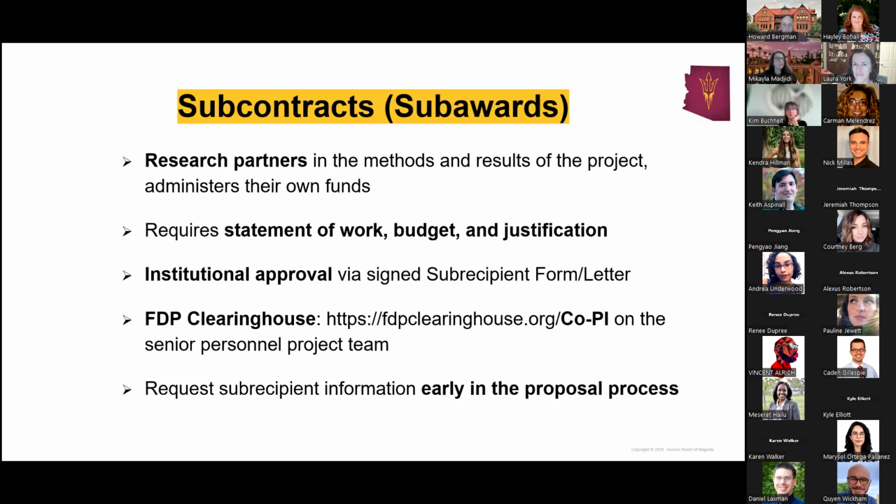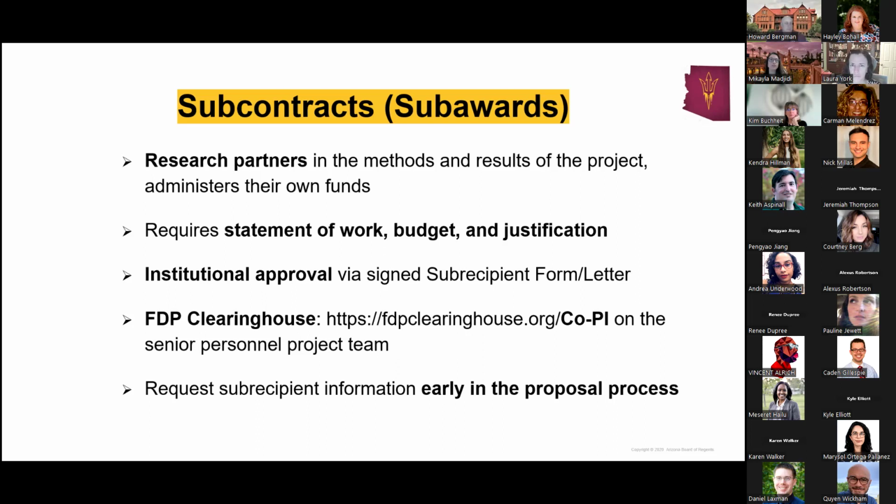All right, subcontracts or subrecipient institutions, subawards are research partners in the methods and results of the project, and they administer their own funds. They're considered another direct cost when we're building our budget in ERA. And the definition is they're an entity that has agreed to work in collaboration with the ASU PI to perform a substantive portion of the programmatic effort on an award.